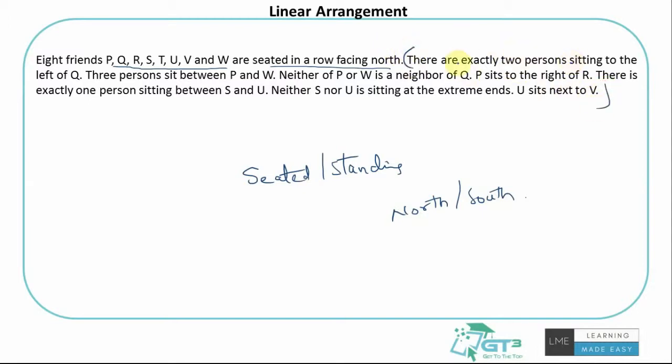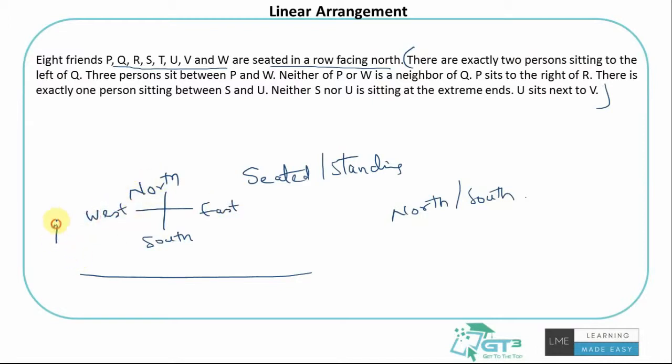There are exactly 2 persons sitting to the left of Q. Right, so let's say I have 8 people who are standing, this would be the north, this is the south, this would be the east, and this would be the west. If they are facing north, that means I should be expecting people sitting in such a way that they are seeing north. Just for an example, there are exactly 2 persons sitting to the left of Q. I don't know where Q is or where everyone else is. The arrangement could be like, let's say P is here, R is here, S is here, etc. We don't know in which order they are, or maybe here I might see T, etc.